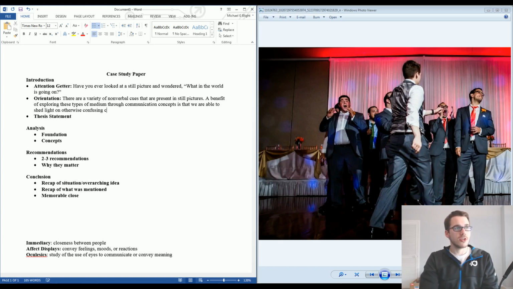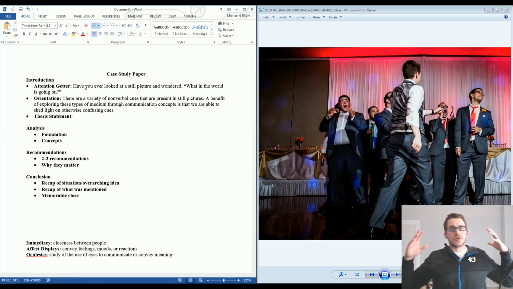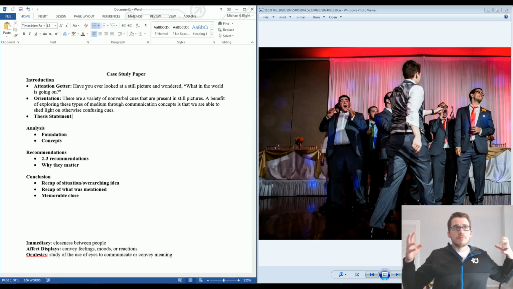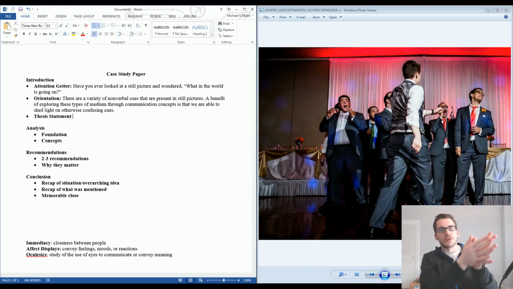confusing cues. Okay, so the attention getter, I'm trying to capture your attention, the orientation, connecting the big picture of what this particular image is, what I'm talking about in the case study, and then what the communication elements are, right? This is a communication-based course. We start talking about the communication elements and the thesis statement.